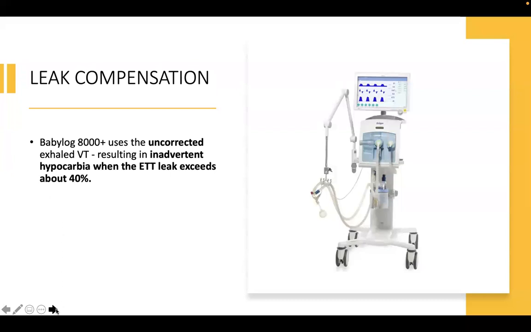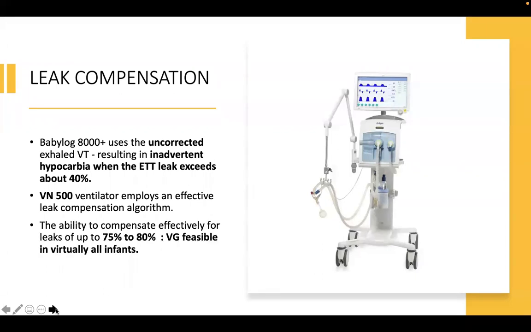Now coming to a very important feature that is available in modern ventilators like the VN500 and the VN600, which is leak compensation. The Babylog 8000 uses the uncorrected axial VT, resulting in inadvertent hypocarbia when the ETT leak exceeds about 40%. However, in ventilators like the VN500, an effective leak compensation algorithm is employed, and even if the leak is up to 70 to 80%, it can properly deliver the set mean volume. This ability to compensate effectively for leaks up to 80% makes this modality feasible in virtually all infants. This is a very welcome feature, and it has caused a lot of change in how newborn babies are ventilated.